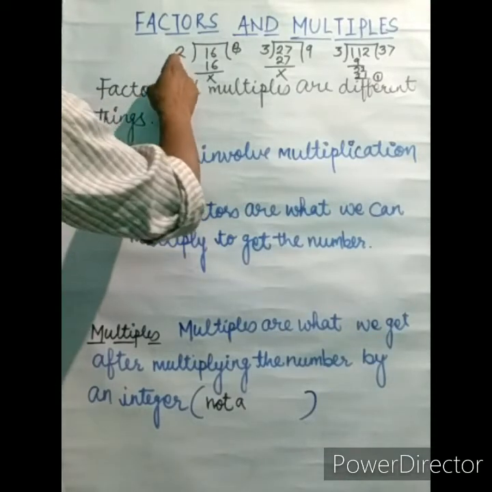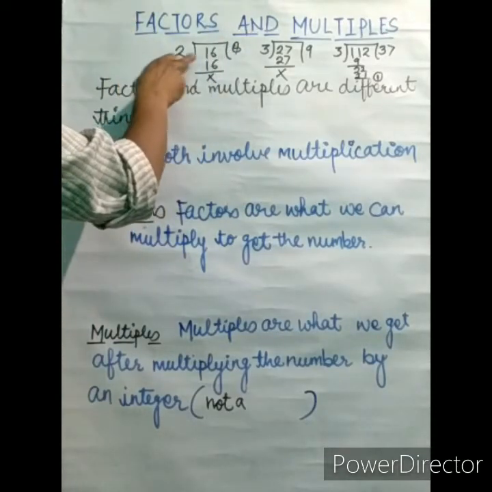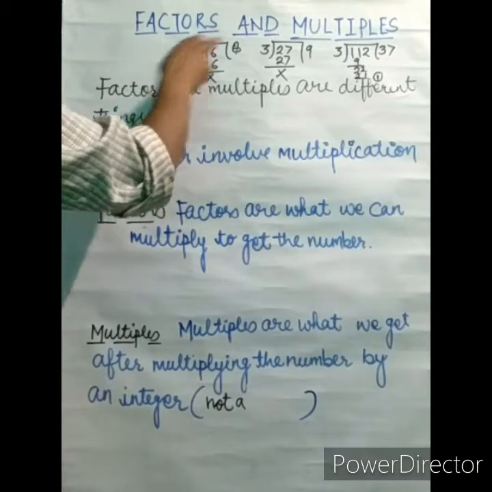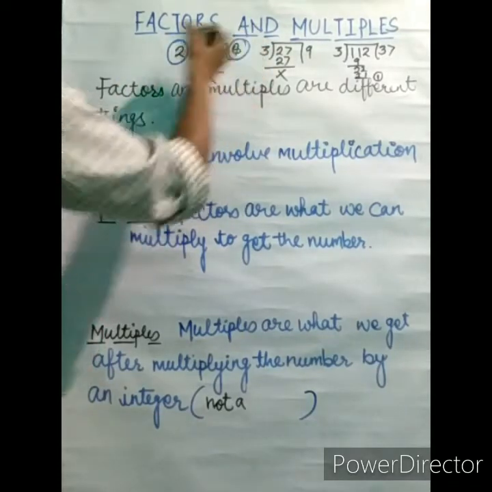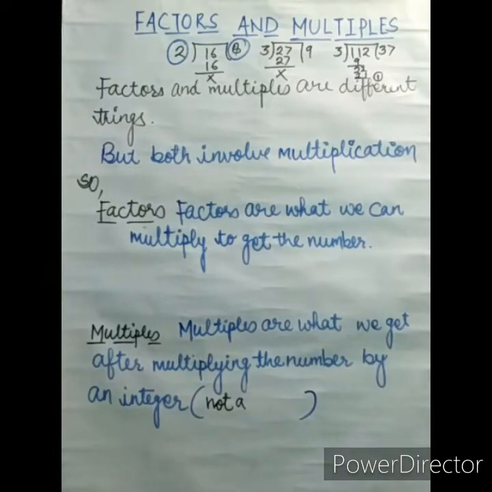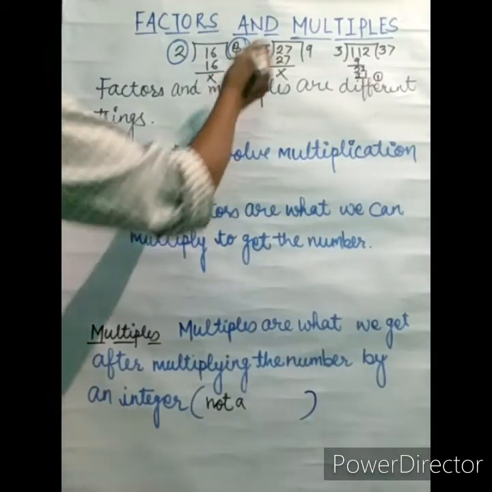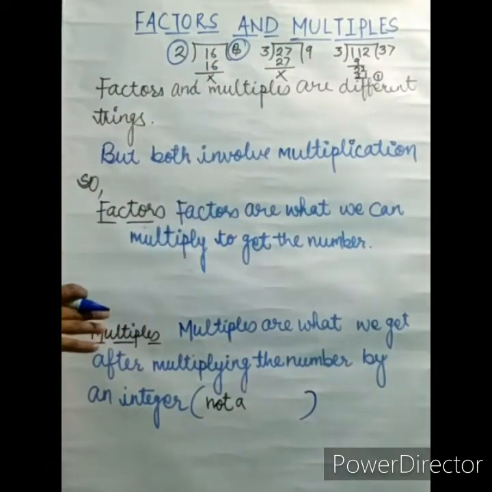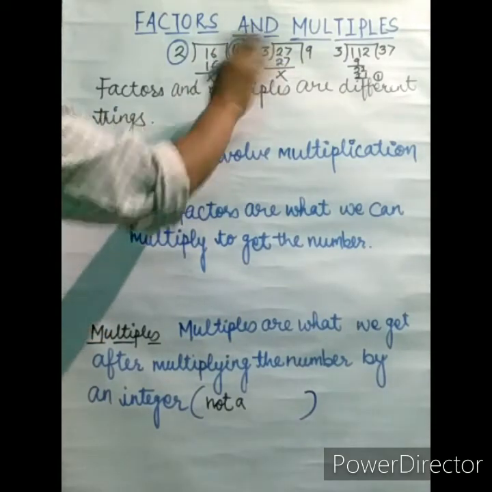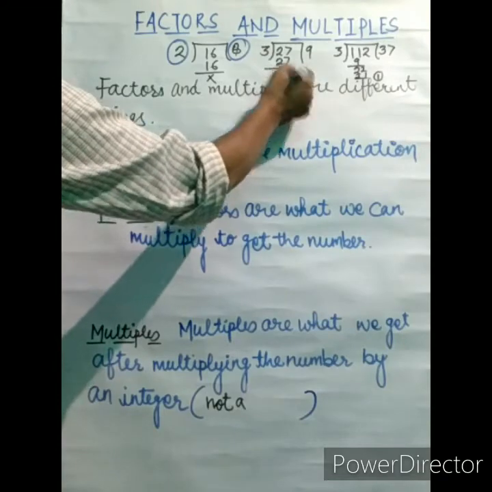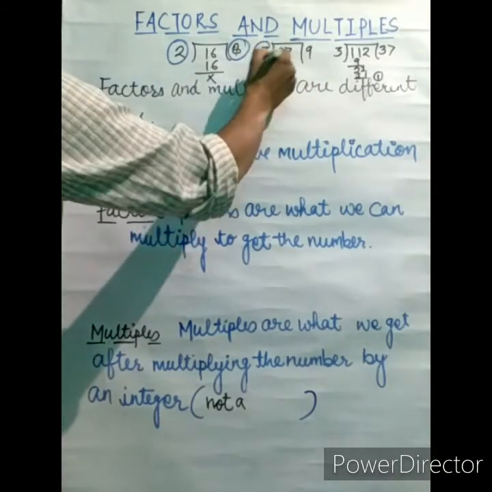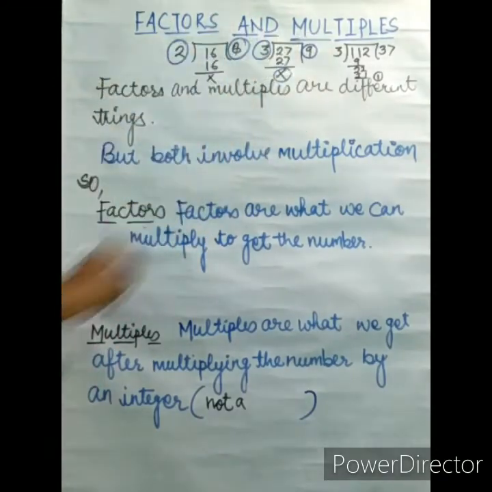And how many times is it divisible? You can say 16 is divisible by 2, 8 times. So 2 and 8 both are factors of 16. Here 3 divides 27. How many times? 9 times, and the remainder becomes 0 here. So 3 and 9 both are factors of 27.